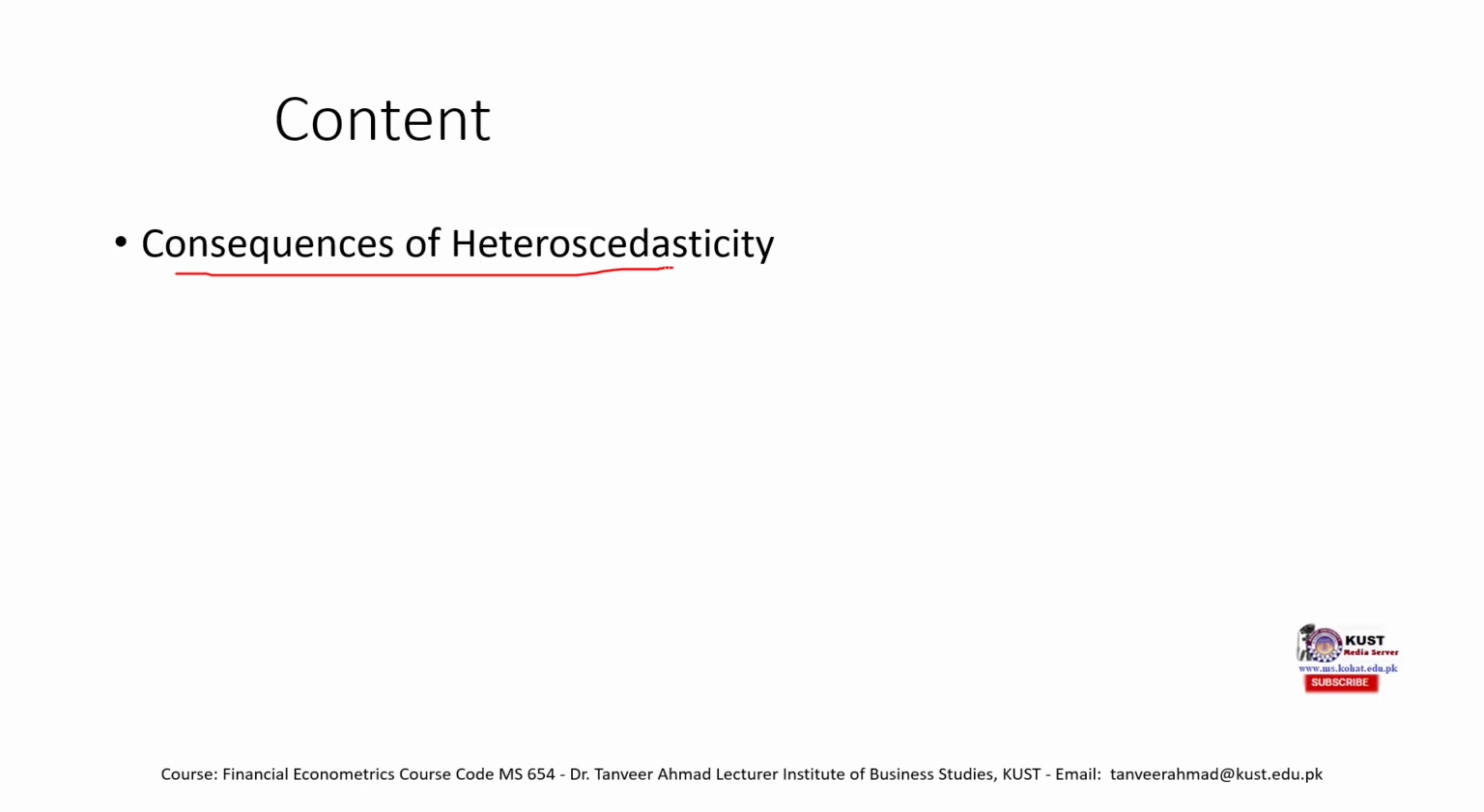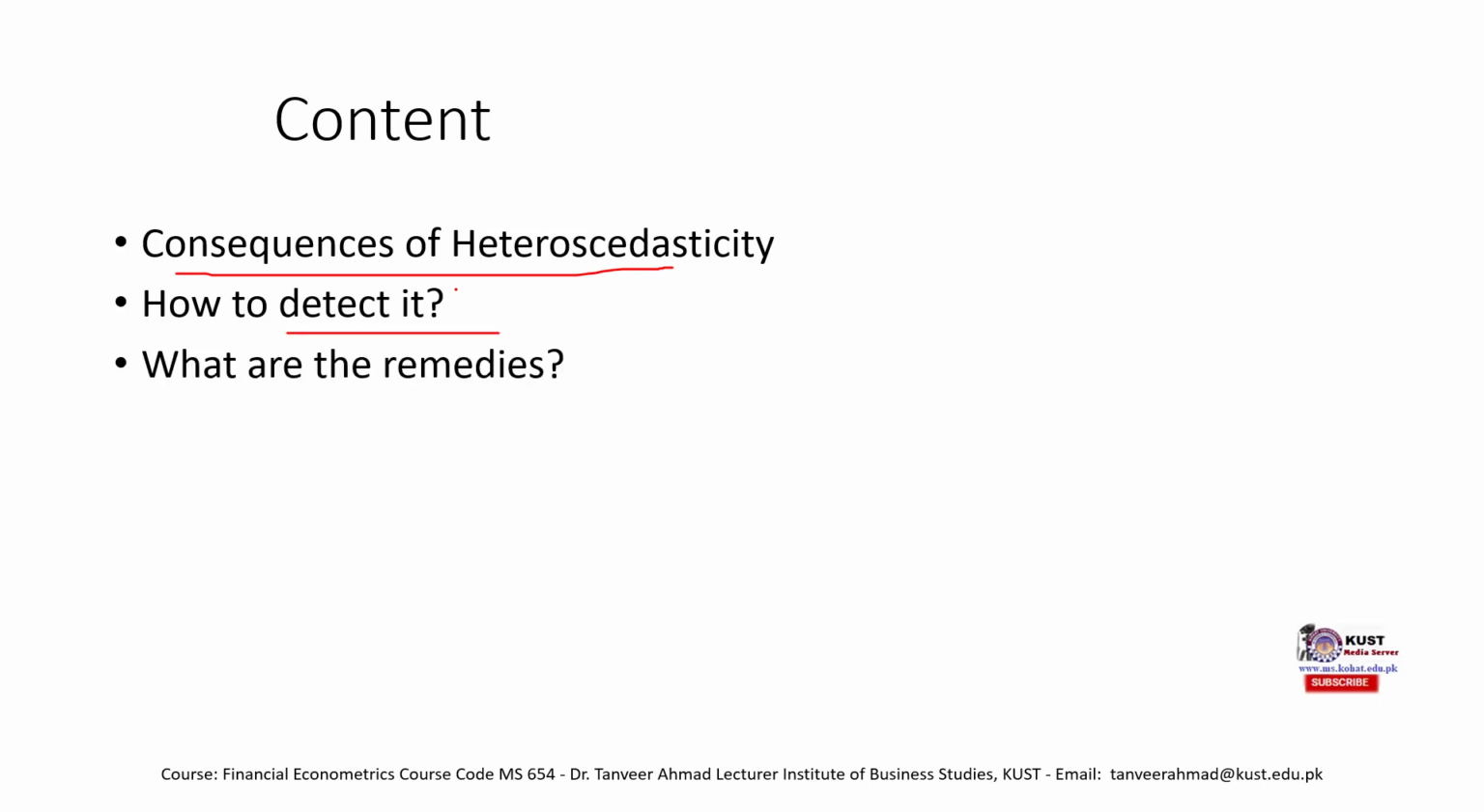What are the consequences? What would happen if the error terms are not homoskedastic? If the variance of the error term is not constant, then what would happen? What issue would it raise? How would we detect that there is heteroskedasticity, and then what remedies can we take?